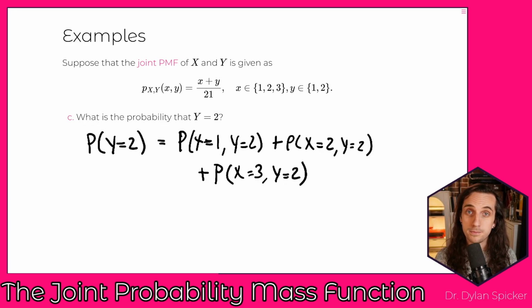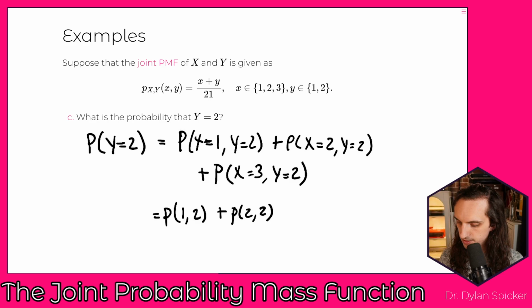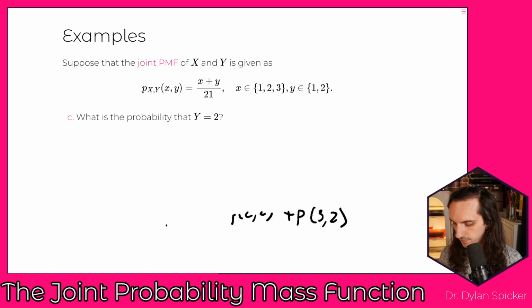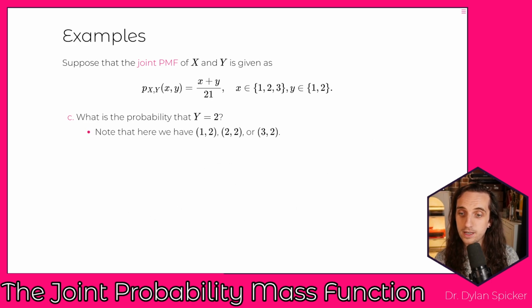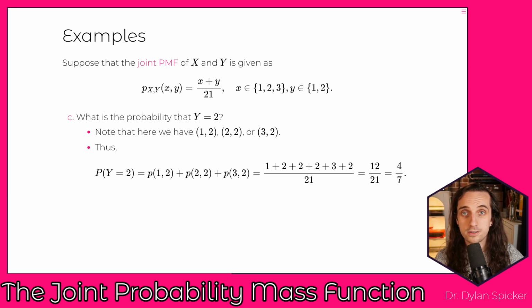And all of these are going to be mutually exclusive events. You can't have x being 1 and x being 2 at the same time. Because these are mutually exclusive and they exhaust the entire sample space, that's going to give us the correct expression. So then we need P12 plus P22 plus P32. We can plug into the joint PMF for each of these, and then we will get the response that we're looking for. Walking through that argument, we're going to either have the events 1,2, 2,2, or 3,2. To get the probability that y is equal to 2, we take the summation of those three probabilities. Doing that results in 12 out of 21, which simplifies down to 4 out of 7.